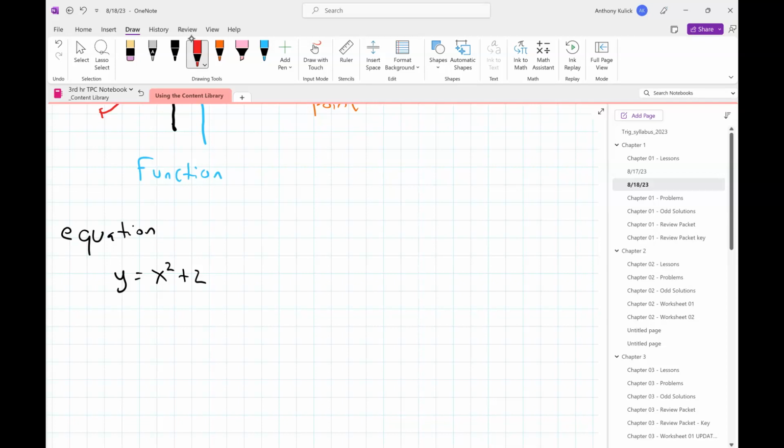Starts with a Q. This is a quadratic equation because it has the x squared, right? That should ring a bell. What does the graph of a quadratic function look like? Does anybody remember? The graph of a quadratic, what does it look like?